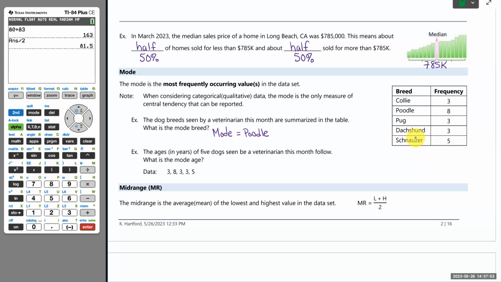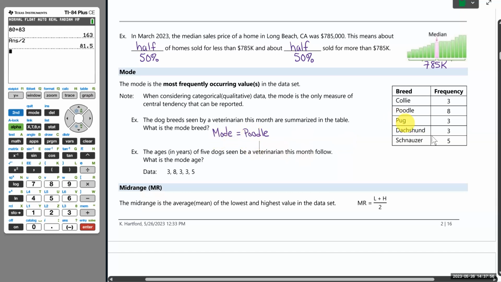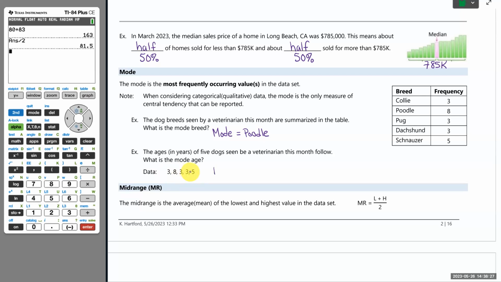All right, so sometimes it's confusing because you'll want to look at the frequencies, and that's not what we're doing here in terms of the answer. The answer isn't the frequencies, it's the breed that the vet saw the most. So let me change that example. What if we said the ages in years of 5 dogs seen by a veterinarian this month follow? What is the mode age? Now if the data were ages of the dogs, I see that 3 occurs more than any other value. So the answer would be the mode age is 3. So 3 years.